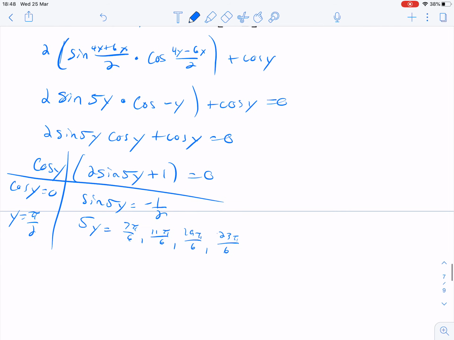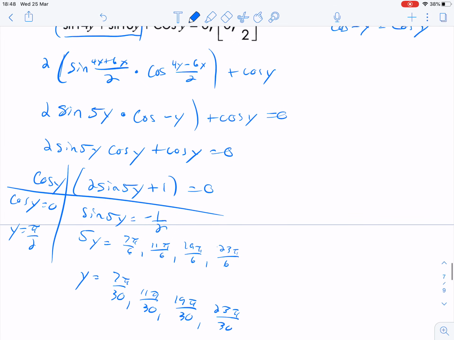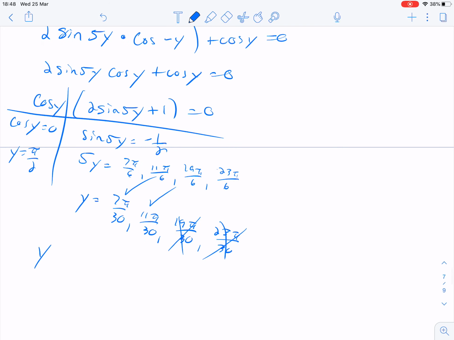All right, so now we find y. We get 7 pi over 30, 11 pi over 30, 19 pi over 30, 23 pi over 30, and we see which of these are in the first quadrant. This is not. This is not. This is. This is. So those are the two we use. Our answers are pi over 2, first quadrant, 7 pi over 30, and 11 pi over 30. There we go, and we're done.